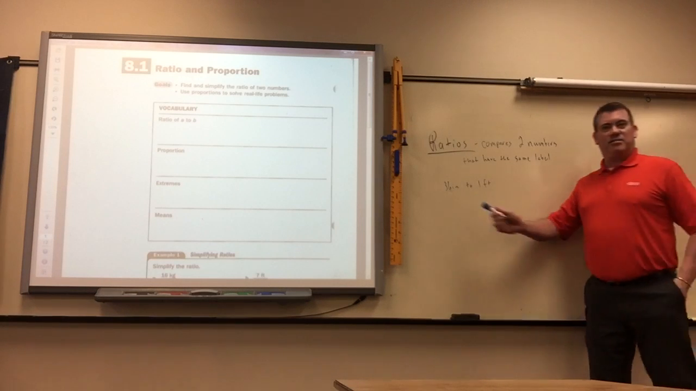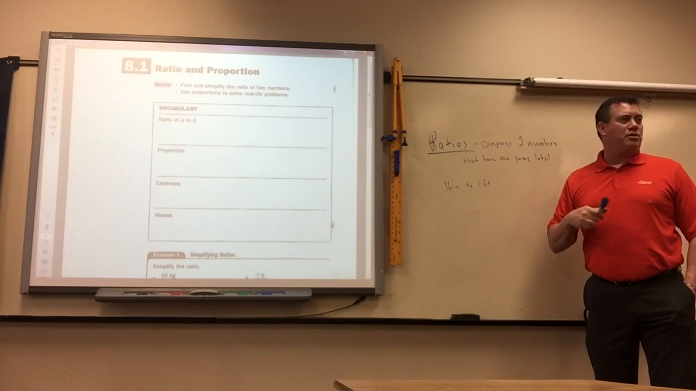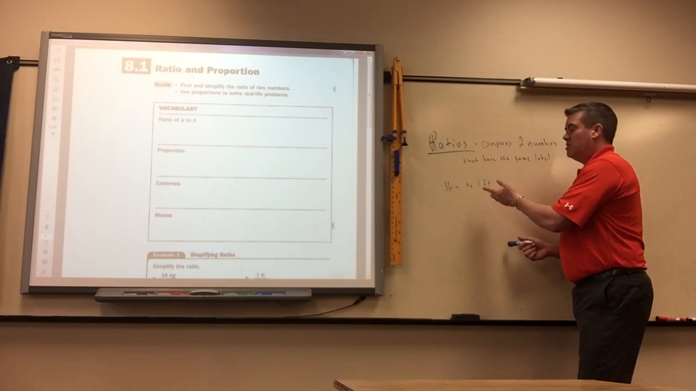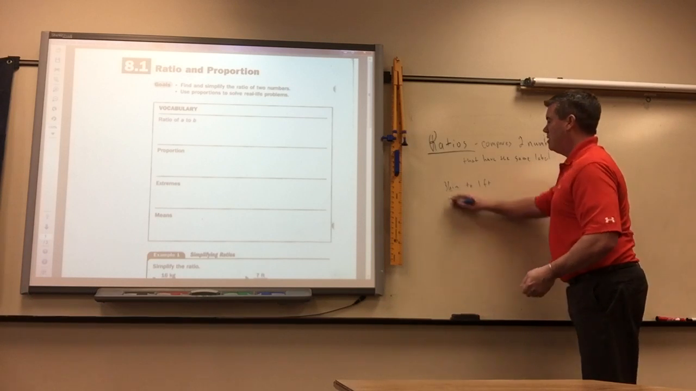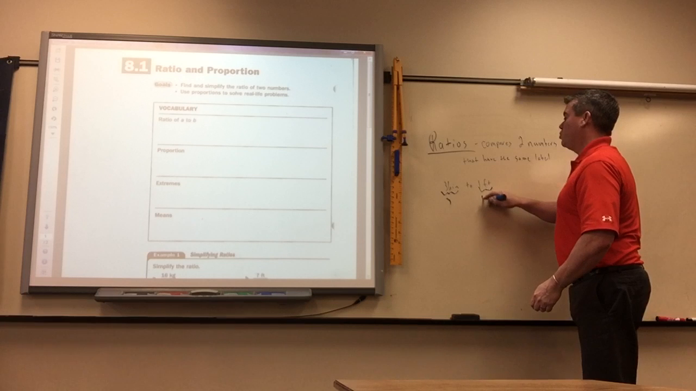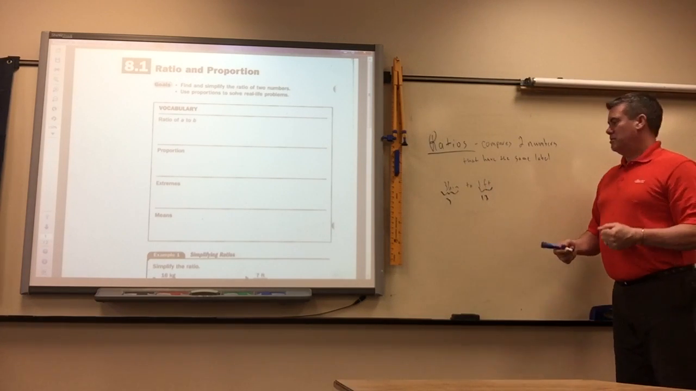Okay, these are not the same label. So what you've got to do when you're doing a ratio is make them the same. Either make this to feet or this to inches. It doesn't matter which one you do, whichever is easier. This would be 3 feet, or this would be 12 inches. So there's 3 ways to do it.